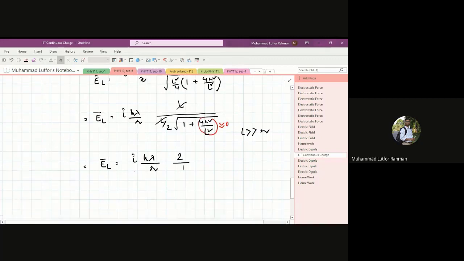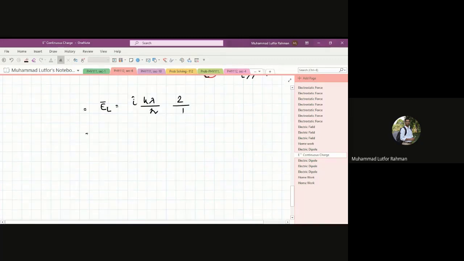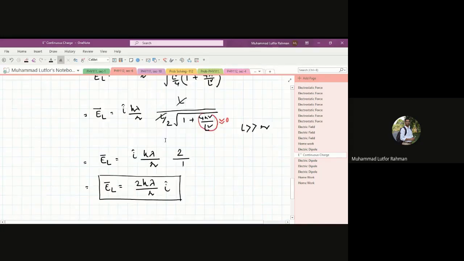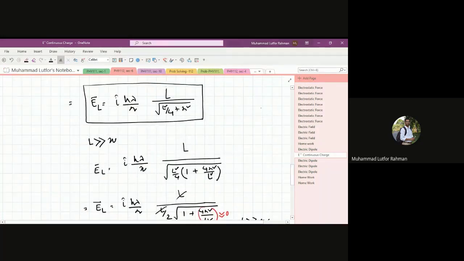Then we can say that this electric field for this line of charge is going to be twice k lambda divided by x into i hat. This will be the electric field for the line charge for this case. And remember, this is basically the special case. But the general case, the general formula is this one, and for an infinitely long charge we can find it in that form.